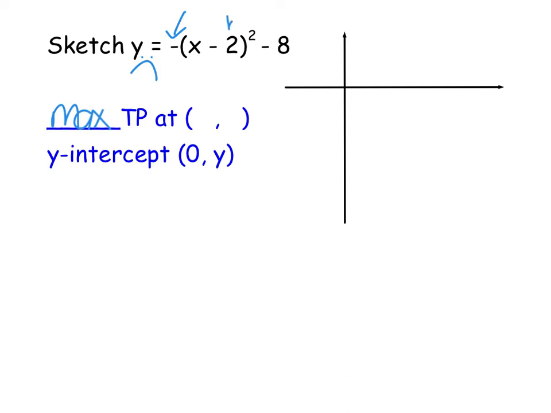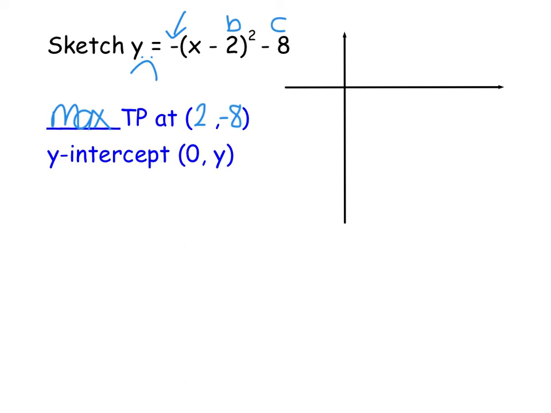And your turning point, here's your B, here's your C. And remember, because it says negative 2, that means it's gone in the positive direction. So that is positive 2. And your C is down 8. So negative 8 there. And your y-intercept is when you plug in x is 0.